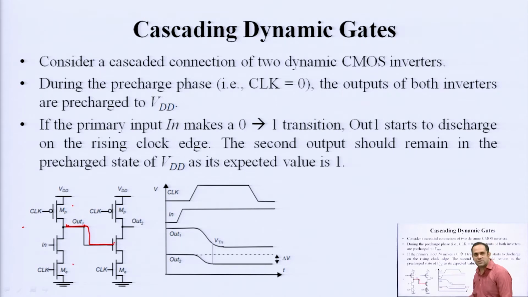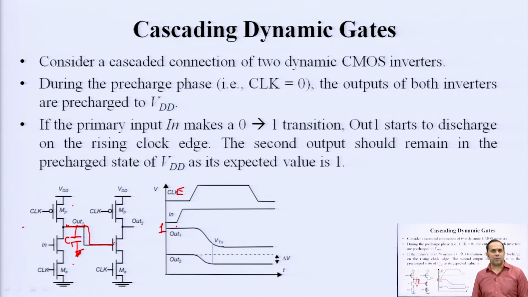On the right we are also seeing the timing diagram. You have the clock at the top, the primary input in, the output of stage 1 and the output of stage 2. When the clock is low, this is the pre-charge stage. The output load capacitor, which you can call C1, charges to VDD. So, out 1 goes to logic 1. This is after the pre-charge state.